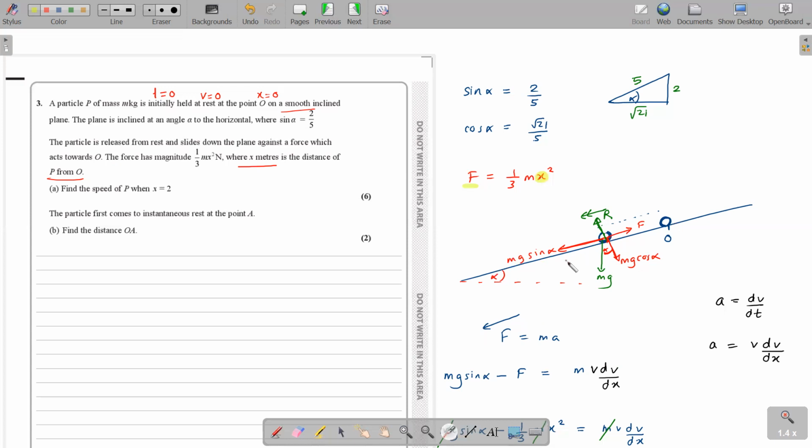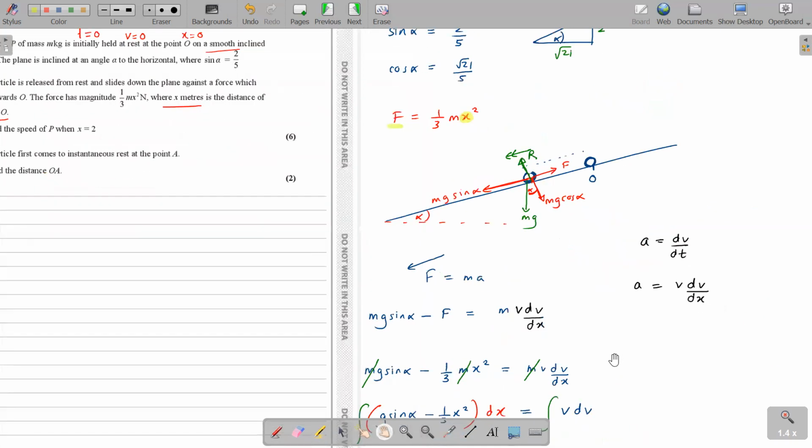Along the plane, what are the forces? It has mg sin alpha acting down the plane. The resistive force is F. So mg sin alpha minus F equals m times a, and acceleration is v dv by dx. This is important, because when I input the F value, it's going to be a function of displacement. That's the reason we go for v dv by dx. These are the two equations you've learned, so I've gone for the appropriate one here.